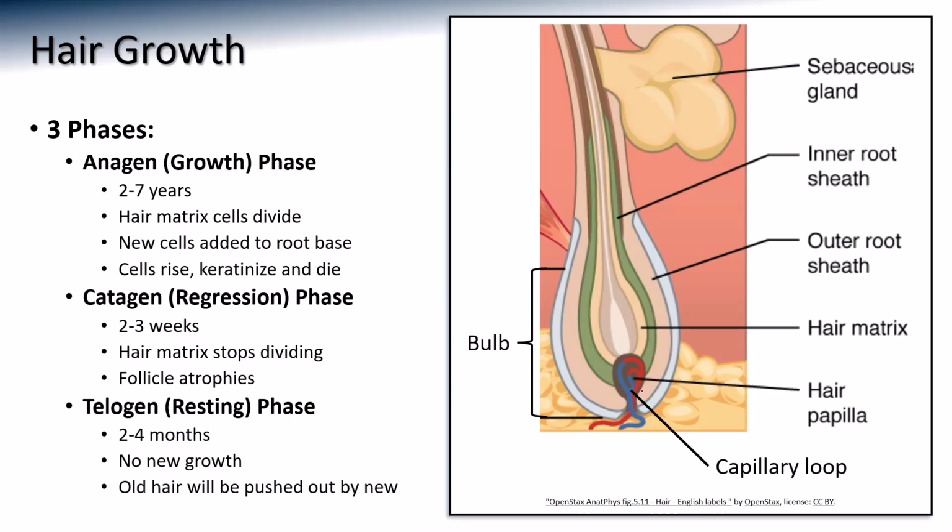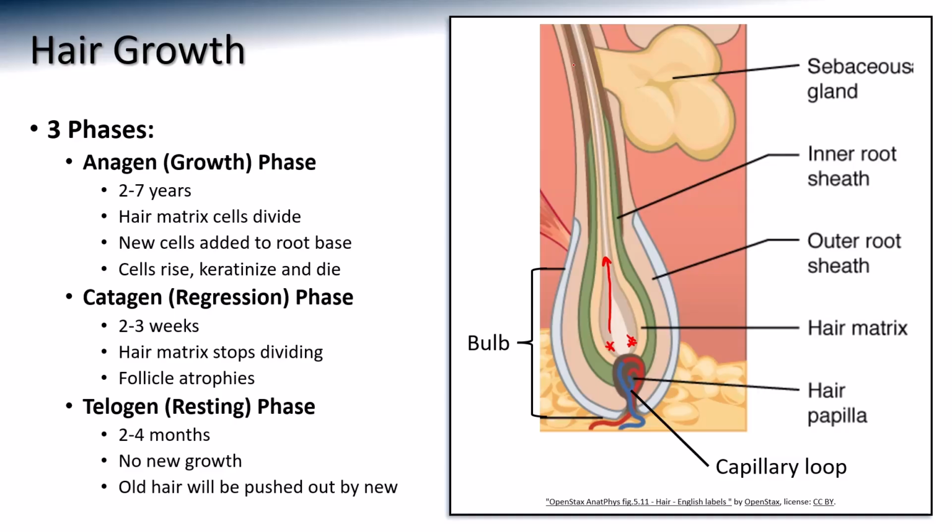Hair grows in 3 phases. The longest period is a growth phase or anagen phase, and this can last anywhere from 2 to 7 years. During this period, the matrix cells are dividing and new cells are constantly being added down here at the base of the root, okay? These cells then rise up and are pushed out into the shaft of the hair, and they stop dividing and they die.